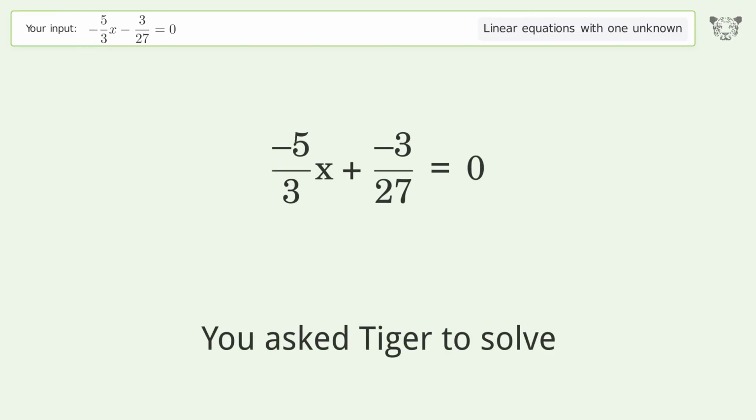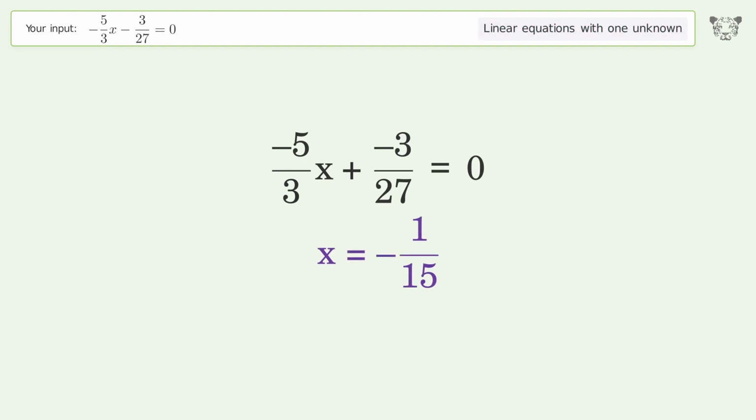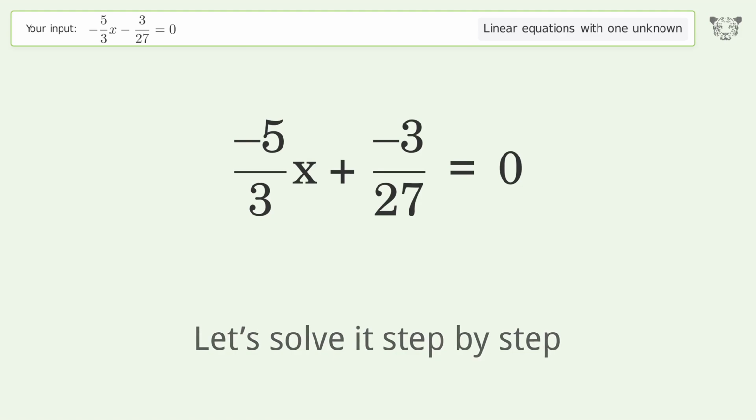You ask Tiger to solve. This deals with linear equations with one unknown. The final result is x equals -1/15. Let's solve it step by step.